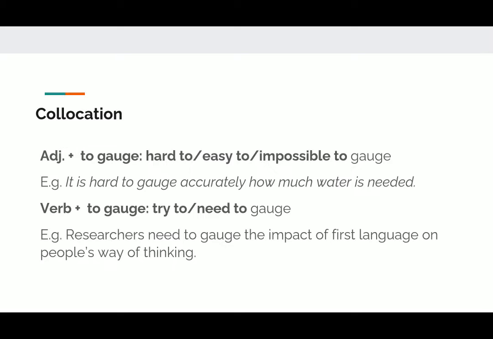Another common collocation of gauge is verb plus to gauge. For example, try to gauge, need to gauge. The second example is, researchers need to gauge the impact of first language on people's way of thinking. In both collocations, gauge is actually replacing the word measure. So you can say hard to measure, you can also say hard to gauge. You can say try to measure, you can also say try to gauge.